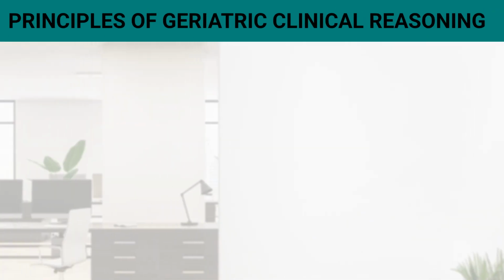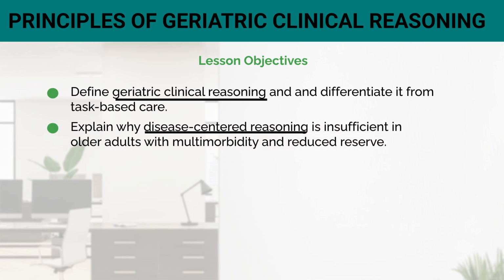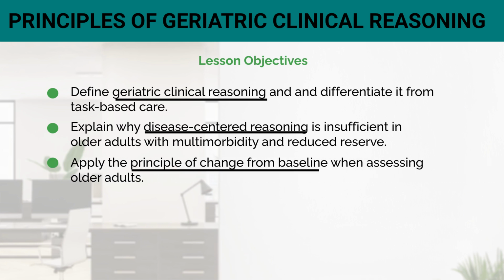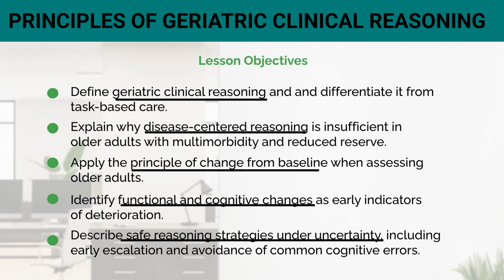By the end of this session, the learner will be able to: 1. Define geriatric clinical reasoning and differentiate it from task-based care. 2. Explain why disease-centered reasoning is insufficient in older adults with multimorbidity and reduced reserve. 3. Apply the principle of change from baseline when assessing older adults. 4. Identify functional and cognitive changes as early indicators of deterioration. 5. Describe safe reasoning strategies under uncertainty, including early escalation and avoidance of common cognitive errors.